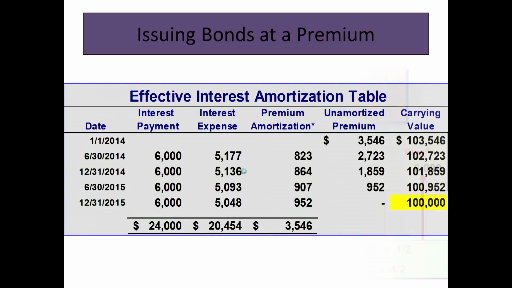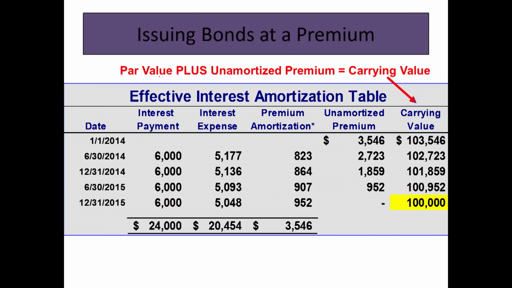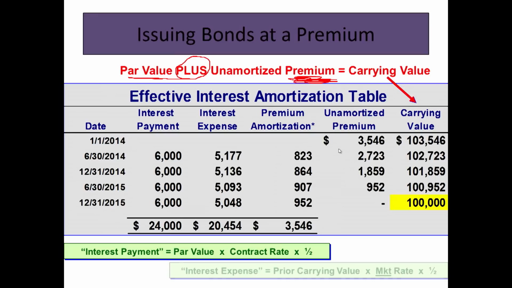How does the amortization table look? Same way, except this time the bond carrying value is the par value plus the unamortized premium. Okay? So note, at the issuance date, the unamortized premium is 3,546. Carrying value is thus 100,000 par plus the unamortized premium of 3,546. Okay? These columns are computed the same way.